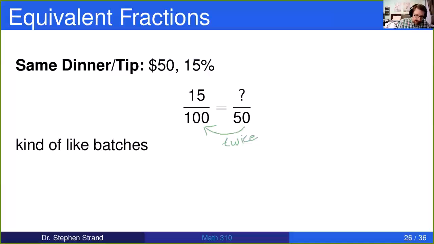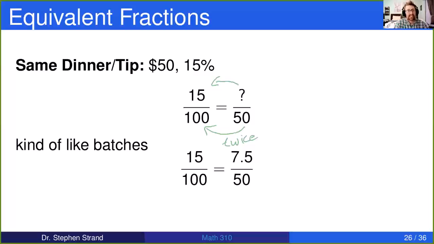So to keep these fractions equivalent, the number that we would need to double to get 15, or another way to think of it is half of 15, would be 7.5. So 7.5 out of 50 is the same as 15 out of 100. And that's another way of saying that 15% of 50 is 7.5. So equivalent fractions can be another way that we can solve these percent problems.